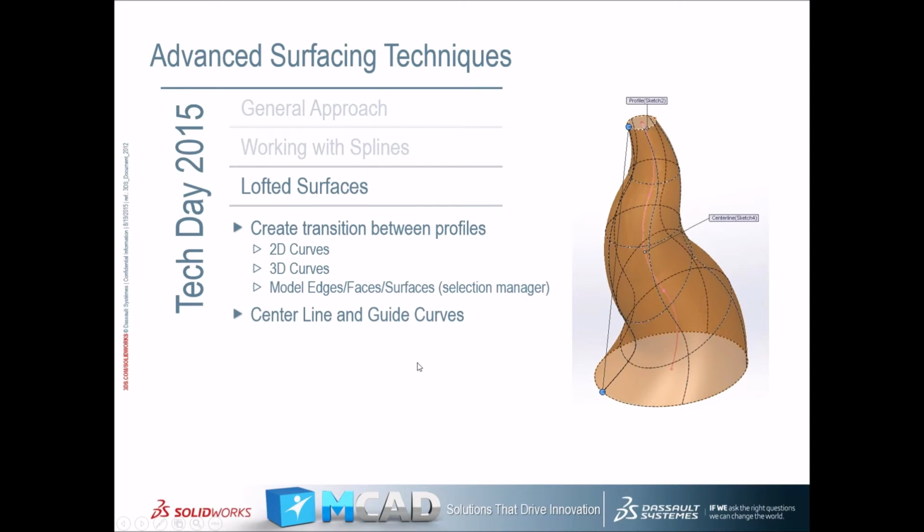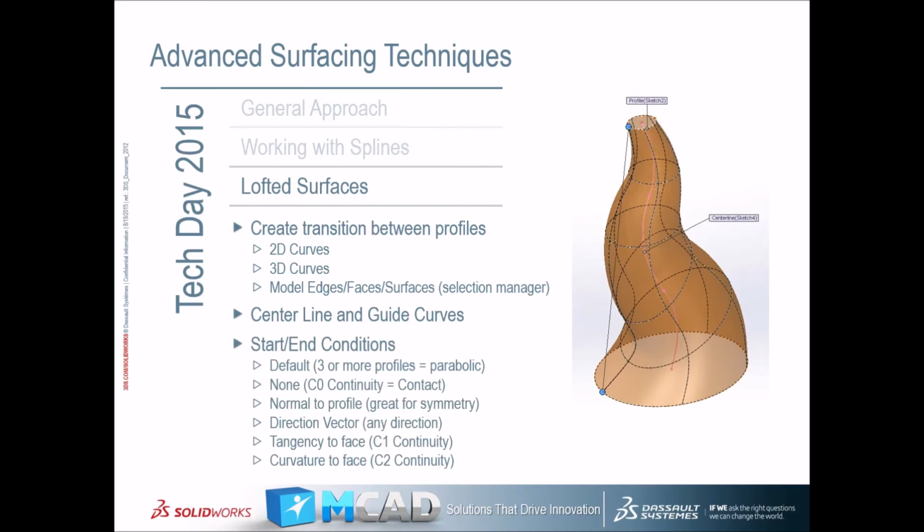So again, center line and guide curves, those are the two main advantages of a loft. We also have the ability to control the end conditions. The default for three or more profiles is a parabolic curve between the sections. We can also control at the start and end the type of continuity. So none, meaning contact or C0.